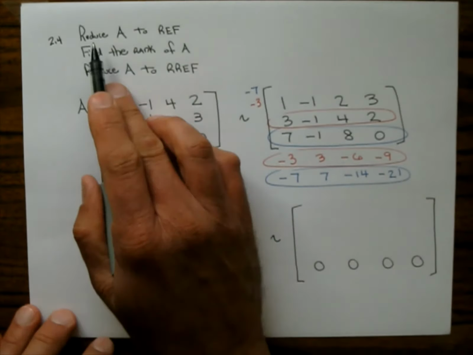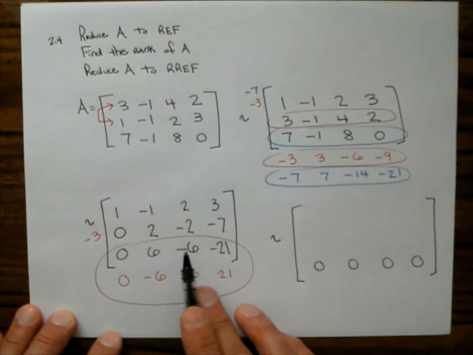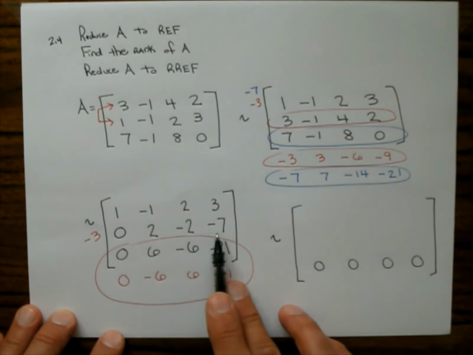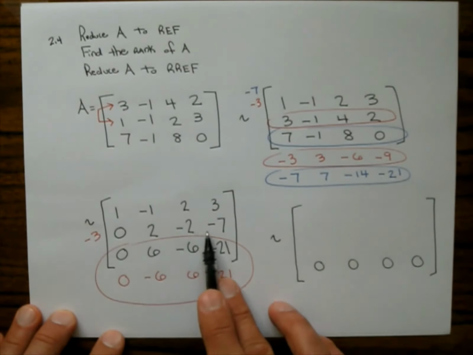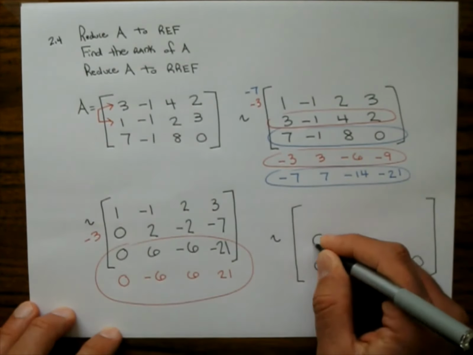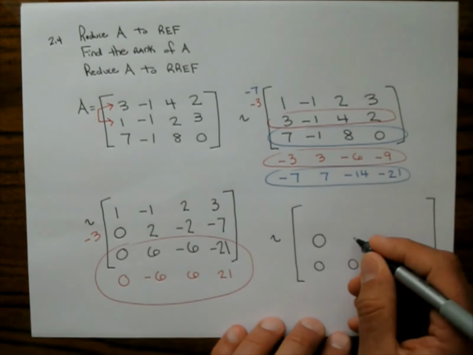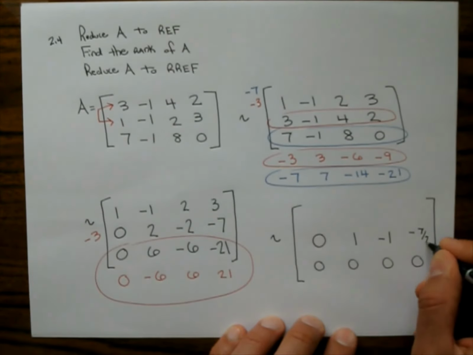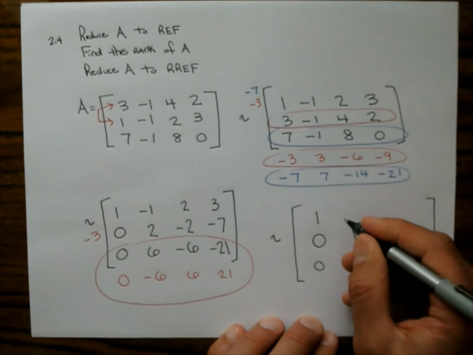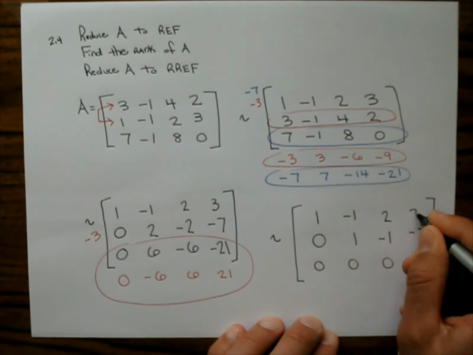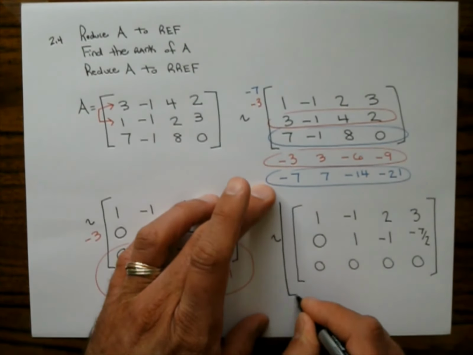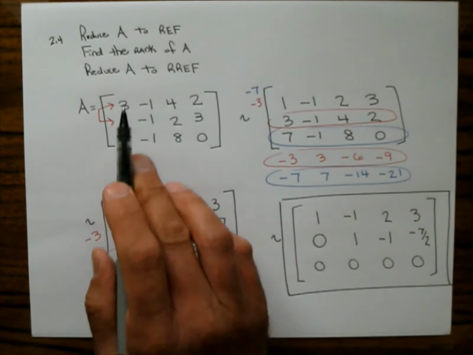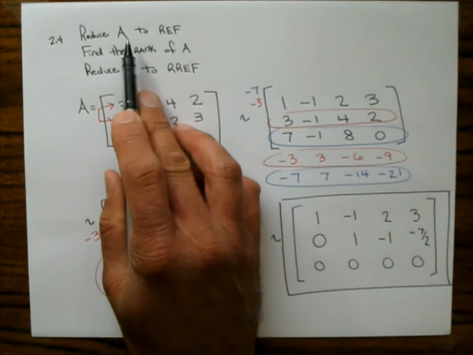Okay, they want me to reduce A to row echelon form. So the first non-zero entry of row 2 should be a 1. So I'm going to go ahead and scale down that row to 0, 1. I'm multiplying row 2 by 1/2. -1, -7/2. And then the first row does have a leading 1. And so this completes part 1 of this, reduce A to REF.